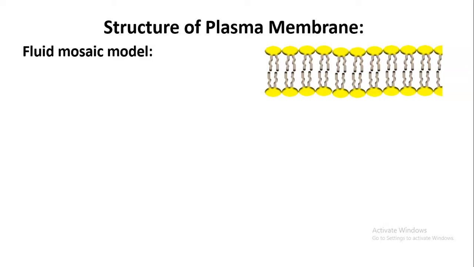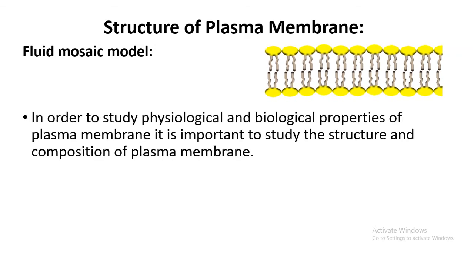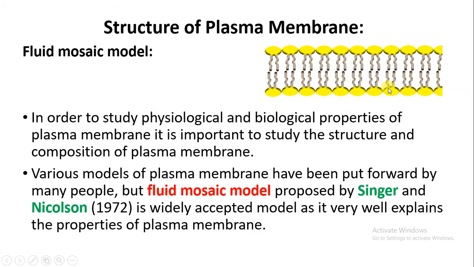So here we are going to talk about a fluid mosaic model, which is able to explain what exactly the structure of the plasma membrane is, how exactly it looks. Whenever we study the physiological and biological properties of the plasma membrane, it is very important to know what the structure of the plasma membrane looks like and what the composition of the plasma membrane is.